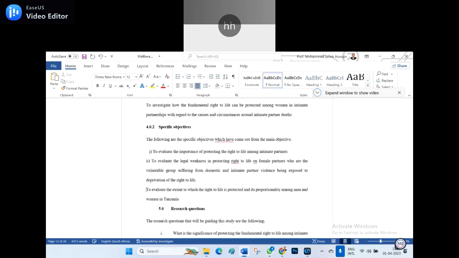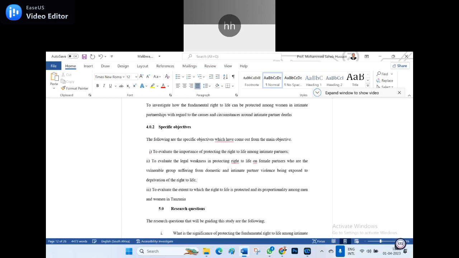That is the way of writing. And when you write this, it ends with the semicolon. The semicolon you have to write. Number 1, the last, you say among the intimate partners, semicolon. The second is to evaluate the legal weakness in the protection of the right to life of female partners, and the last is the right to life, again semicolon.